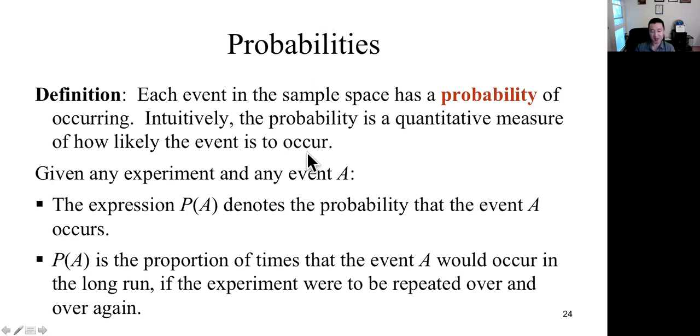So probability: each event in the sample space has a certain probability of occurring. Probability is a quantitative measure of how likely the event is to occur. We write the probability as P(A). P is for probability, so the probability that event A occurs is written like this, P(A). P(A) is the proportion of times that event A would occur in the long run if we repeat the experiment over and over again.